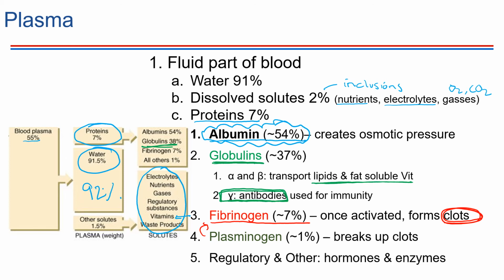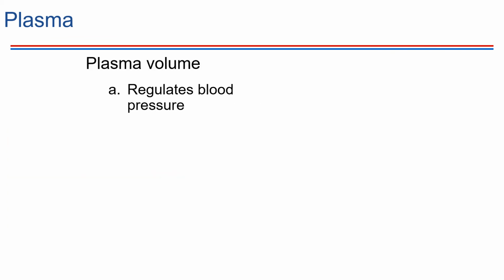Lastly, there's a lot of other regulatory and other types of proteins. So you're going to see a bunch of different hormones, all your enzymes that are floating around in there. And then, of course, you're going to have your pro-hormones and pro-enzymes that are basically proteins floating around in this plasma as well. And they're going to be what's acting on your body. That pretty much takes care of the proteins.